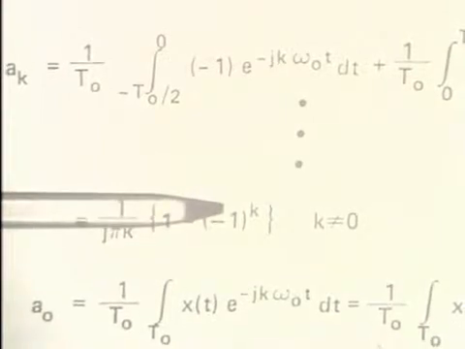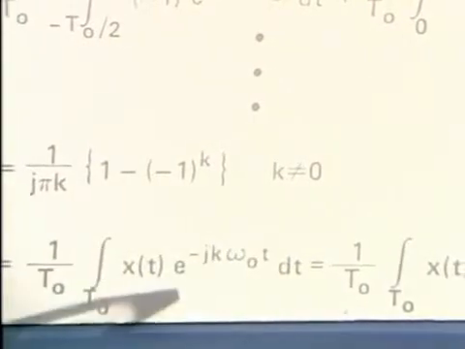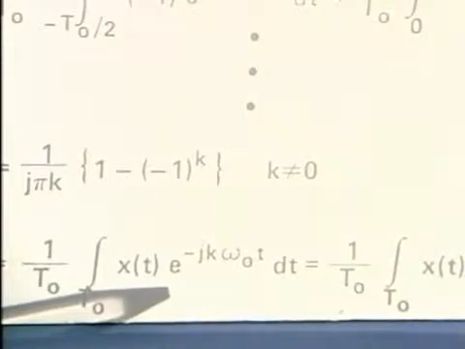And that expression is not valid for k equal to 0. For k equal to 0, we can go back to the basic expression for the Fourier series, which is 1 over T0, the integral over a period, x of t e to the minus jk omega 0 t dt. For k equals 0, of course, this term just simply becomes 1. And so the 0th coefficient is 1 over T0 times the integral of x of t over a period.